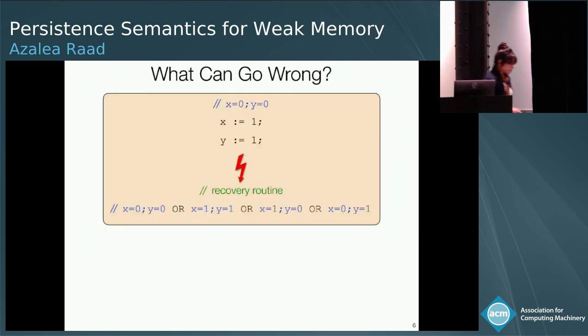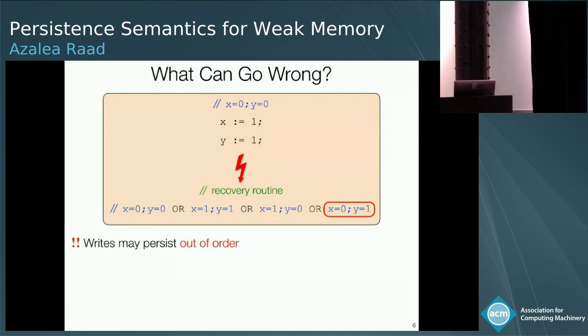I mentioned epoch persistency and said that it describes the order in which writes are committed to persistent memory. So let's look at some of those orderings. Here I have a more sophisticated program. Initially, x and y are 0, and I write 1 to x and y. Now, there is a power failure, and after I've run the recovery routine, like we said, because these persists are asynchronous, it's possible to see that none of them have persisted, or both have persisted, or the first one has persisted and the second one hasn't.